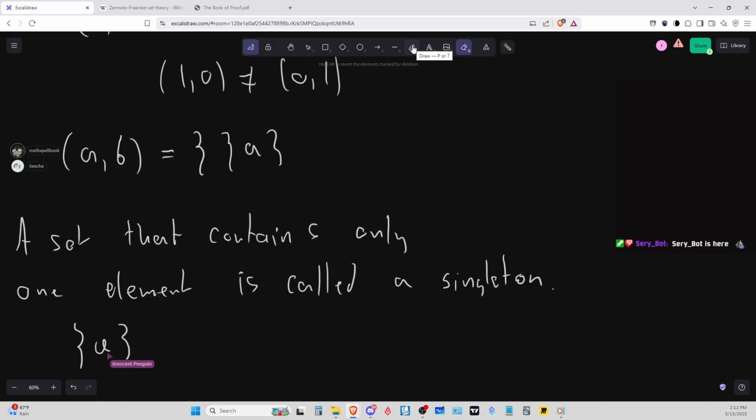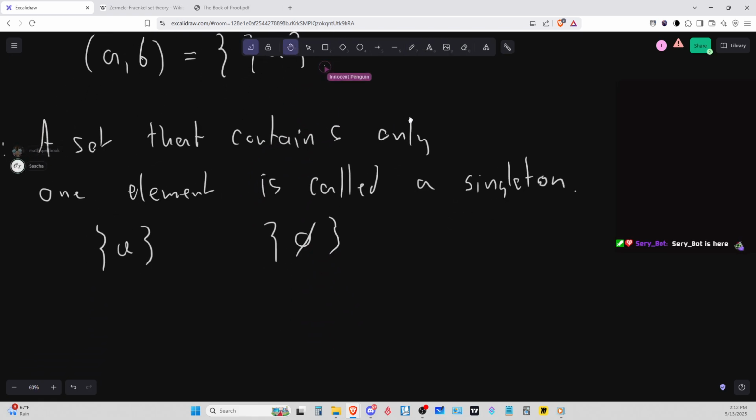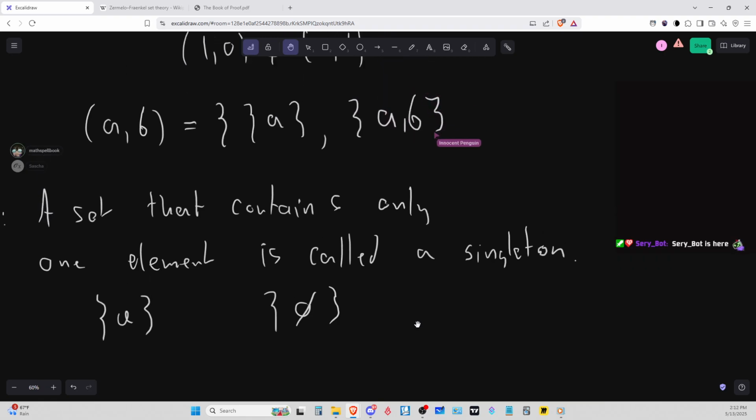What about a set that contains the empty set? Would that be a singleton? Yeah, that would be a singleton. So you can include the empty set in that. Yes, you just have to have exactly one element. Okay, that's something I don't think I read about.